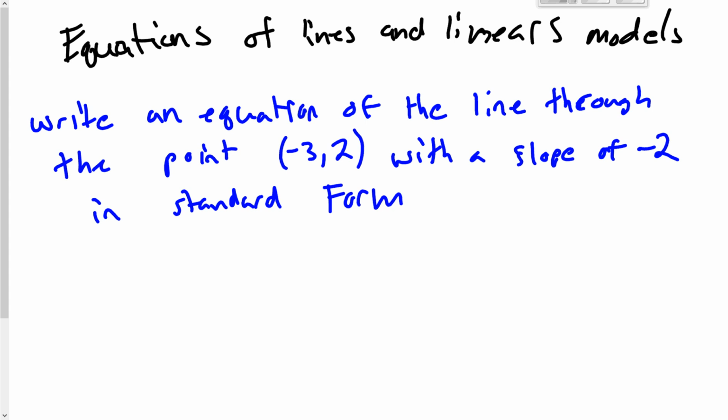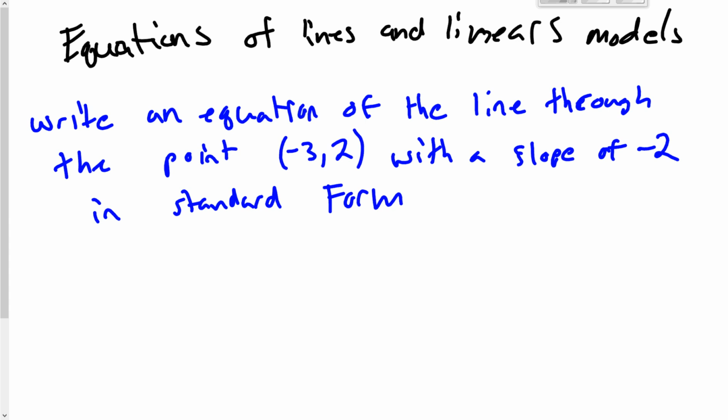Section 5 of Chapter 2, looking at equations of lines and linear models. Linear is just talking about lines: y equals mx plus b, slope-intercept form, or point-slope form, or standard form. Those are all linear equations, right? So we're going to be looking at those.